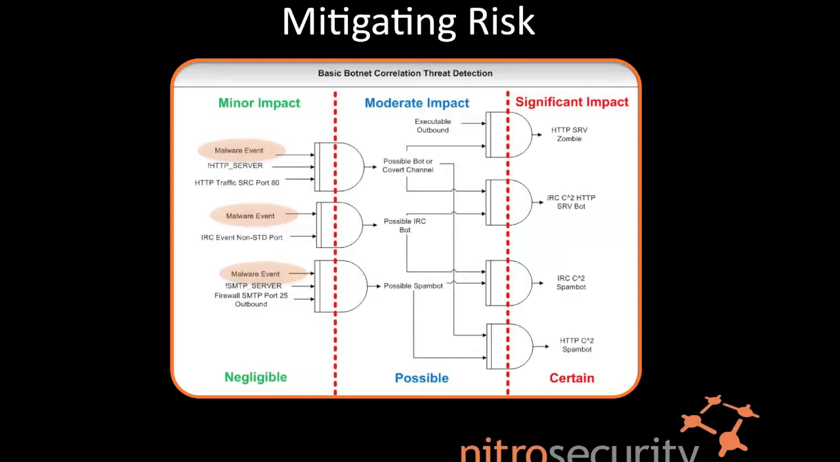At the bottom left, we see a malware event combined with email traffic that was detected on the firewall from a device that shouldn't be sending email. Those two combined could indicate a spam bot. But when we take those two possibilities and we combine them together, we come to the certain conclusion that there is a covert HTML-based spam bot which has significant impact and represents significant risk.